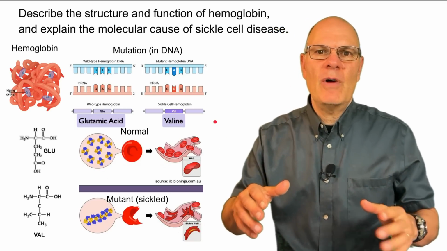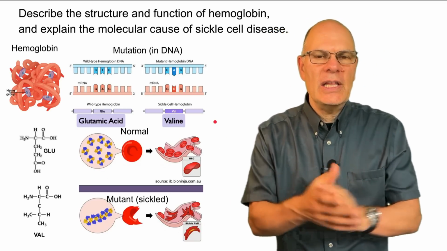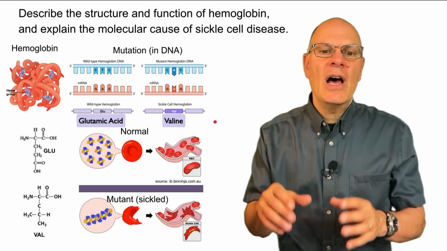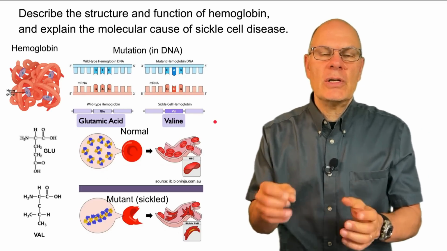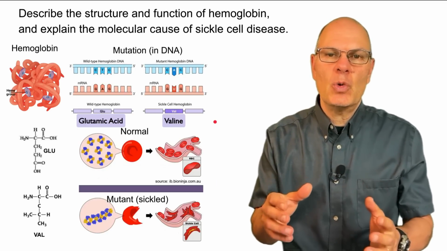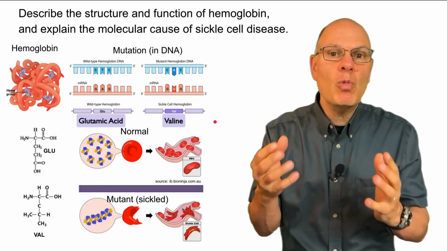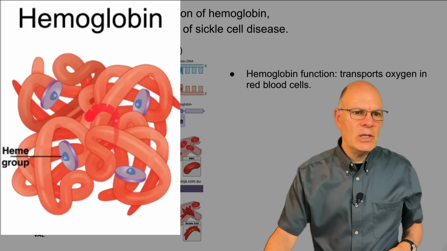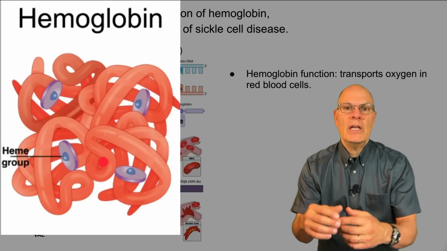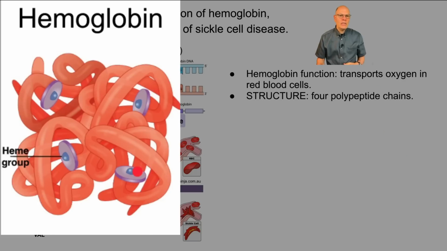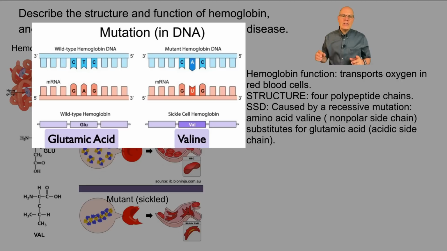An application of what we learned about proteins is this question. Describe the structure and function of hemoglobin and explain the molecular cause of sickle cell disease. So sickle cell disease is an inherited blood disorder. It was one of the first molecular genetic diseases that was really well understood. The molecule that is in question here is hemoglobin. And hemoglobin's function is to transport oxygen in our red blood cells. The structure, it's a quaternary protein. It's made of 4 polypeptide chains. Sickle cell disease is caused by a recessive mutation. We'll cover that in Unit 5.